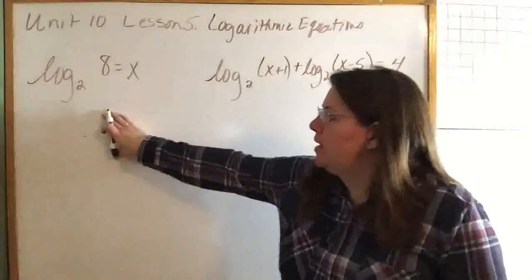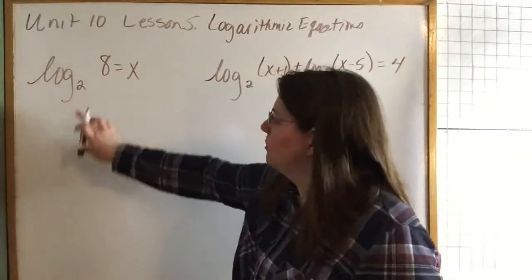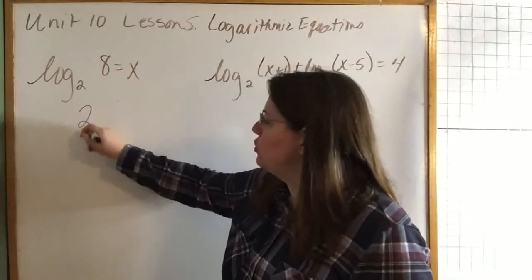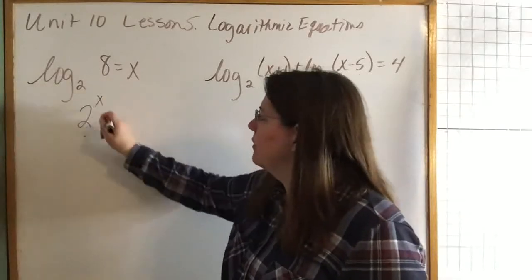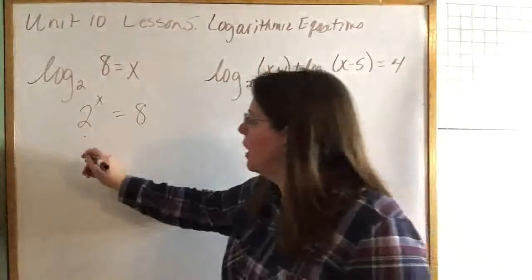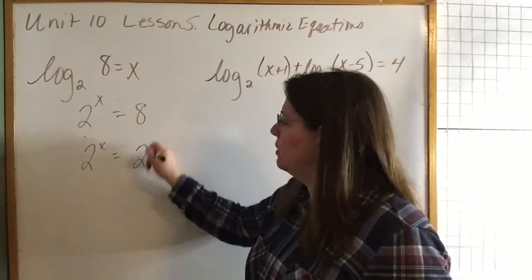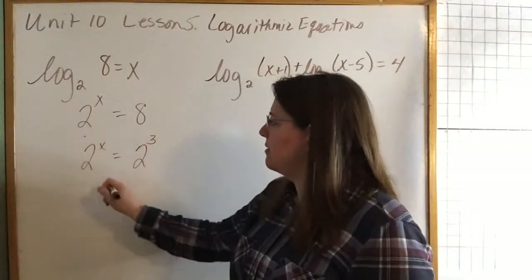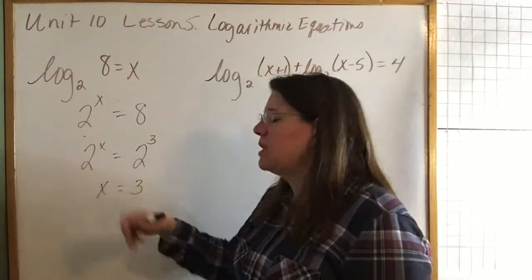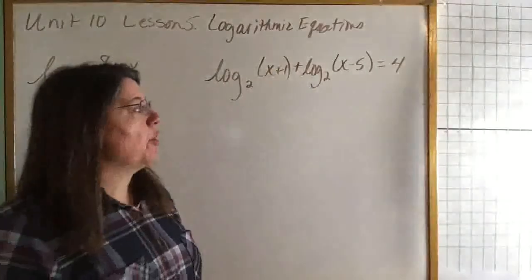Looking at this one, all my logs are on the left-hand side, so I know that needs to be put in exponential form. So that would be 2, my base is 2, my exponent is x, equals 8. That's very similar to the problems we did in lesson 1. 2 to the x is equal to 8, as a power of 2 would be 2 cubed, so that means x equals 3. So they're still going to mix in some of the old problems that we already know how to do with these logarithmic problems.